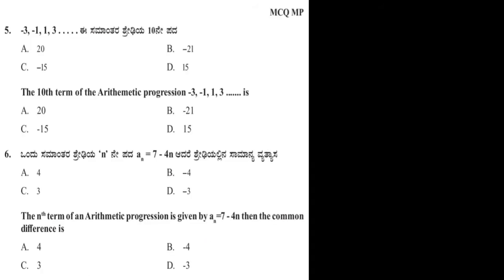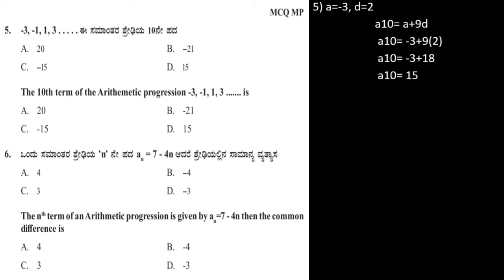Next one, the 10th term of the AP minus 3, minus 1, 1, 3, etc. is. These type of problems we did before in the session also. Now also we will do a is equal to minus 3 and the difference d, subtracting the second term from the first term, we will get d is equal to 2. They said to find the 10th term, so a10 is equal to a plus 9d. Now we will substitute the a and d values, so the final answer we will get a10 is equal to 15.